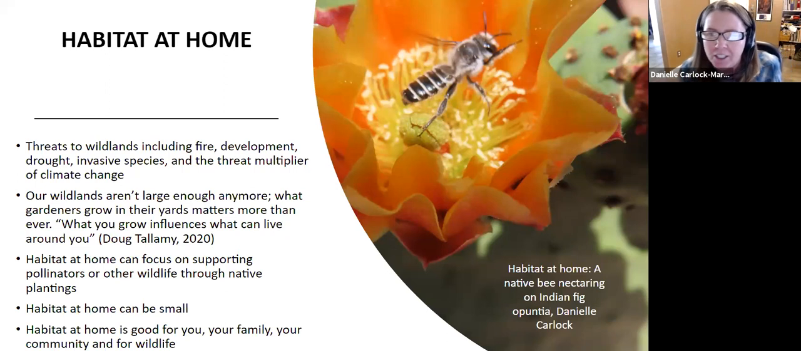So this example I have on the slide is a native bee that was visiting one of my flowers just last week. And this is a larger prickly pear plant called Indian fig. This is an example of, if I didn't have flowering plants that attracted these bees, I wouldn't have them coming to my area, as well as other things I've done in the environment. So that's sort of the rationale for the project.